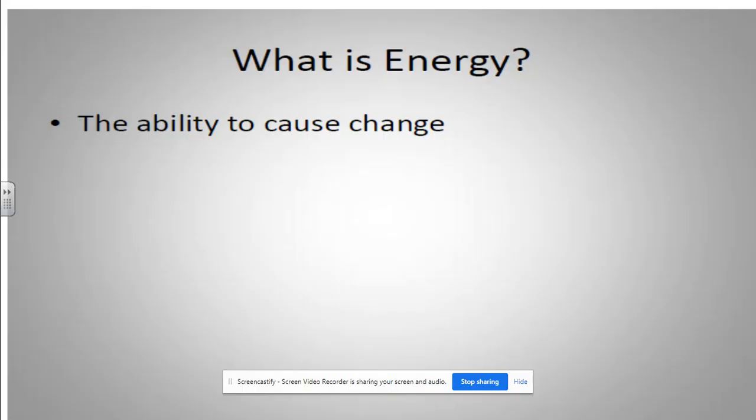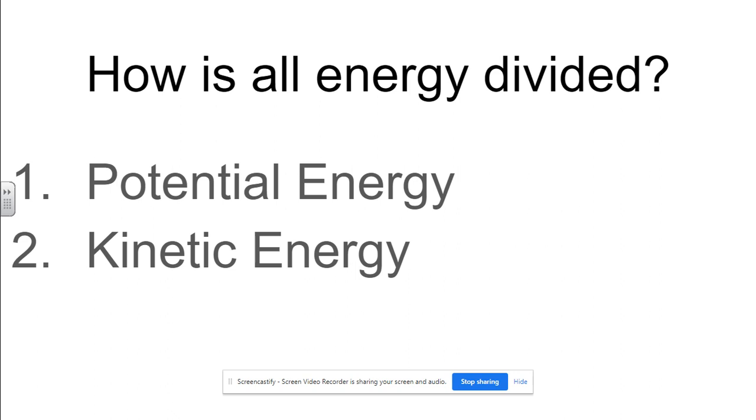Before we dive into that, just to review, everything in our universe is either matter or energy. We talked in our last unit that if something was matter, it had both mass and volume. Well, in this unit, we're looking at the other category, which is energy. Energy is the ability to cause change. So if something's not matter, then it must fit into this energy category. It must have the ability to cause change.